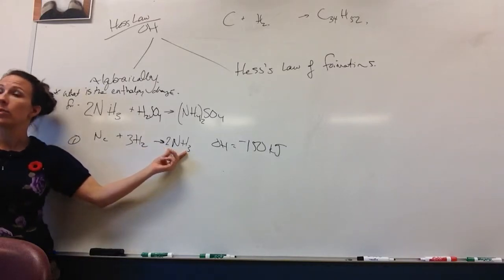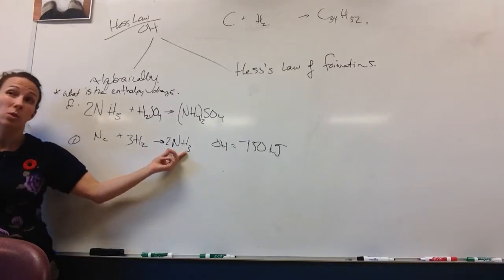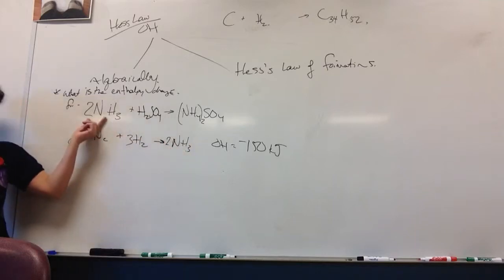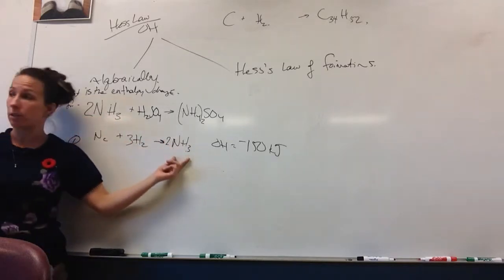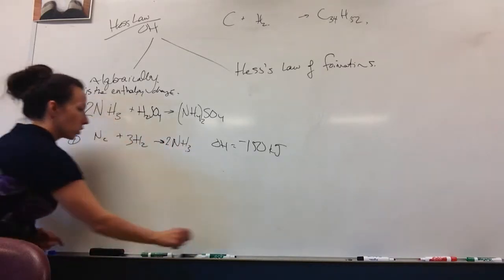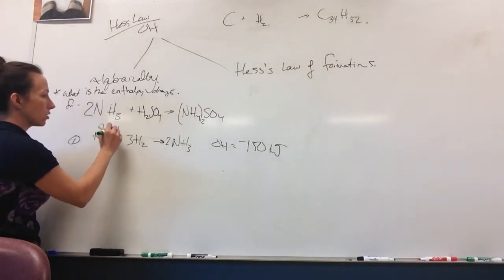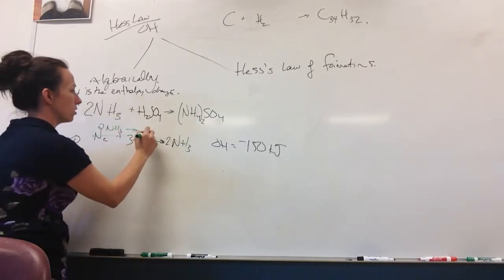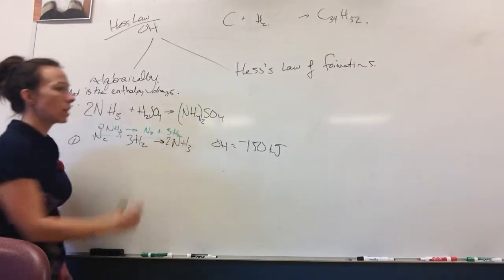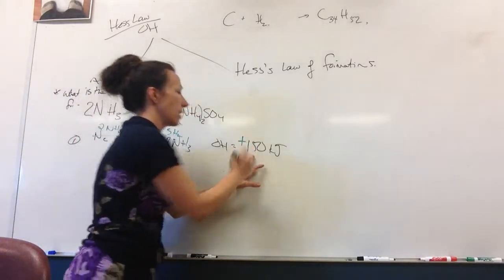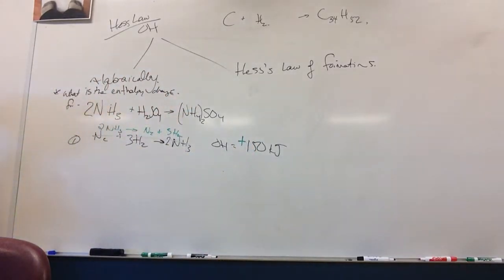The thing I need to do with this equation, though, is I need to flip it because it needs to be a reactant in my destination. Here it's a product, that's a problem. So I rewrite this equation to say 2 NH3s go to an N2 and 3 H2s. And when I flip this, I flip the sign of my delta H. So that's what I mean by flipping.